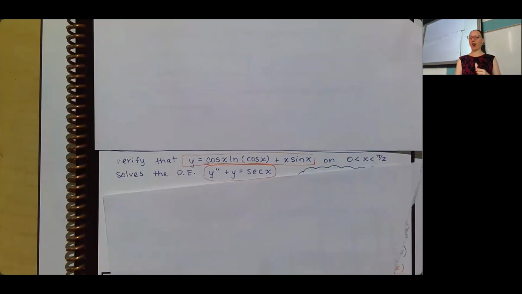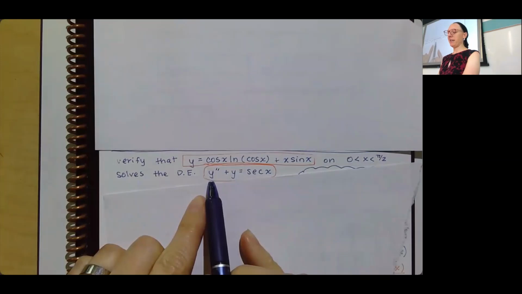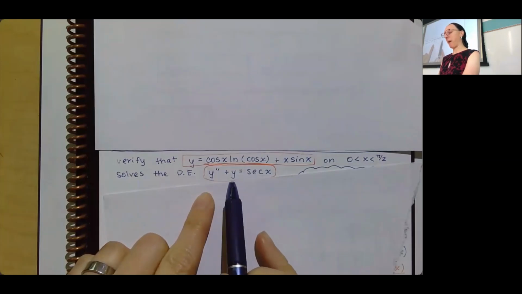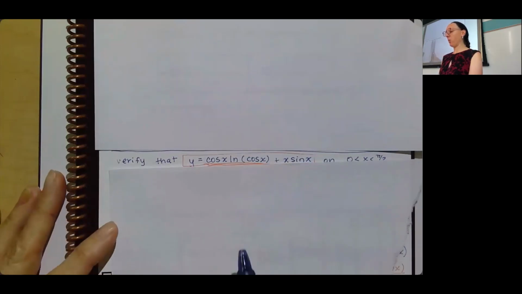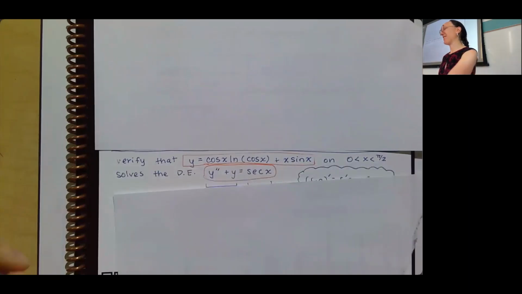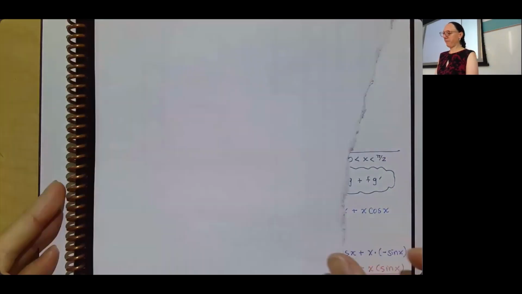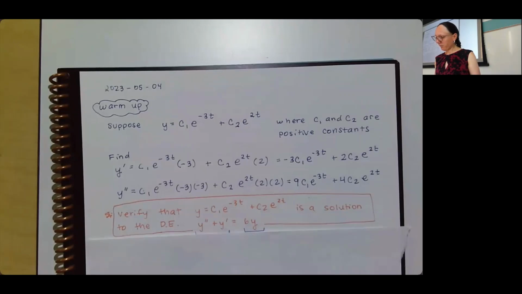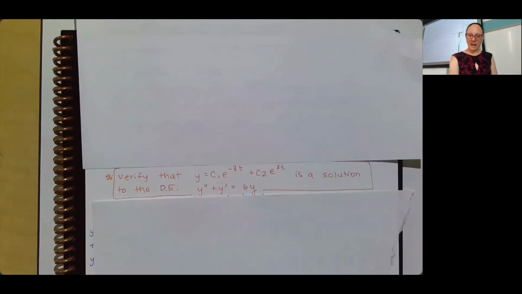Totally. This one is non-autonomous because if I looked at this, I could rearrange that to say y double prime is equal to secant of x minus y. So I'd have both x's and y's in the differential equation. It doesn't matter at all what the possible solution looks like. I only focus on the differential equation to answer that question. So let's take a minute to look at the first one.